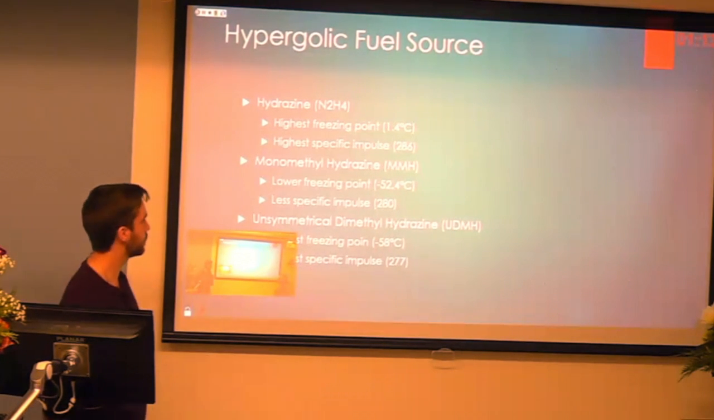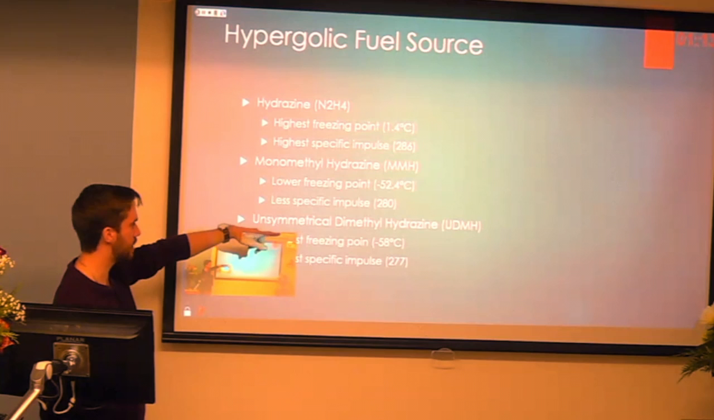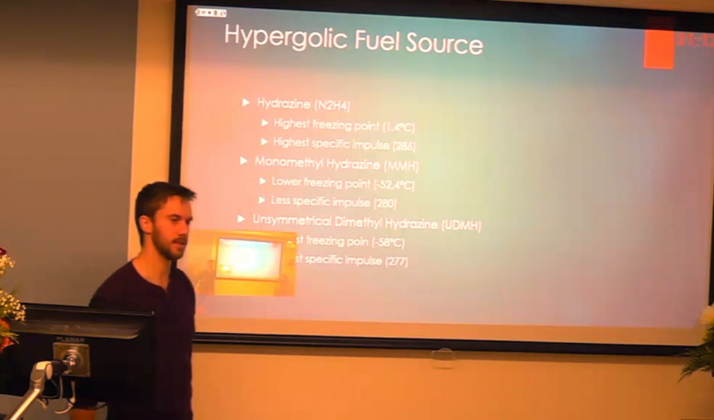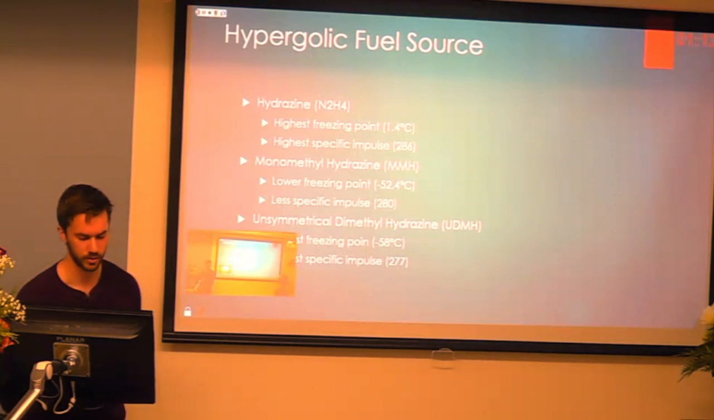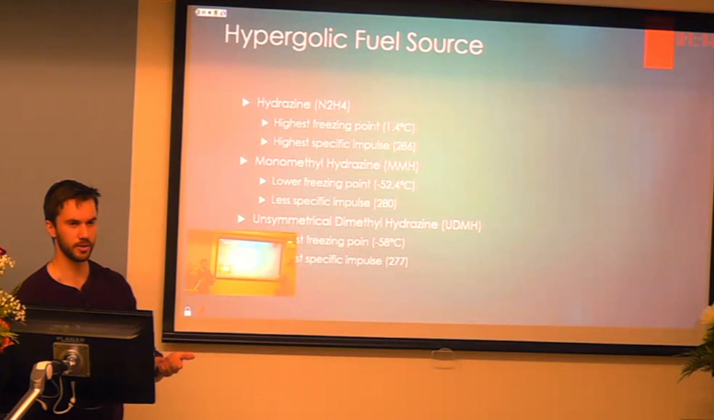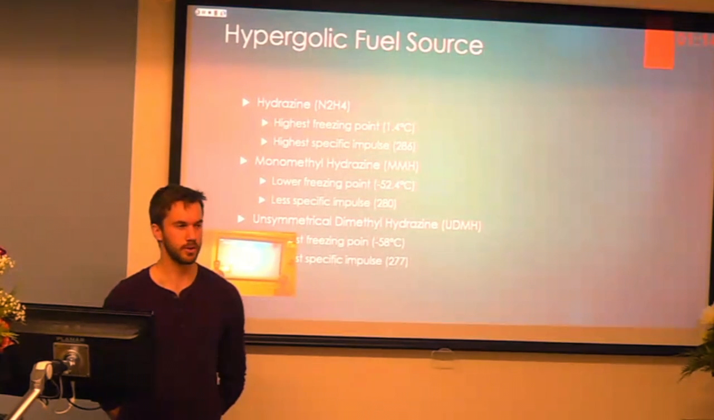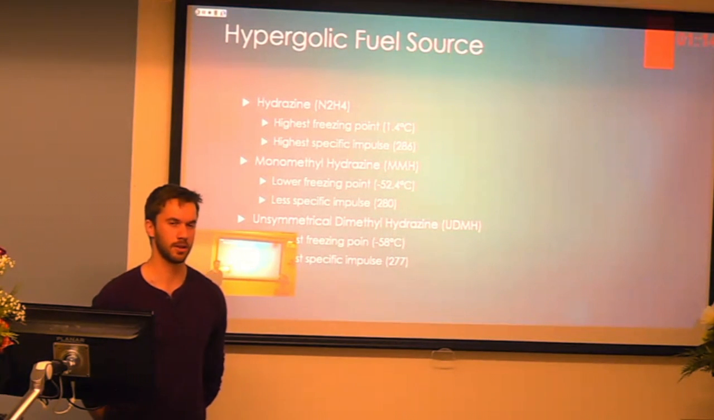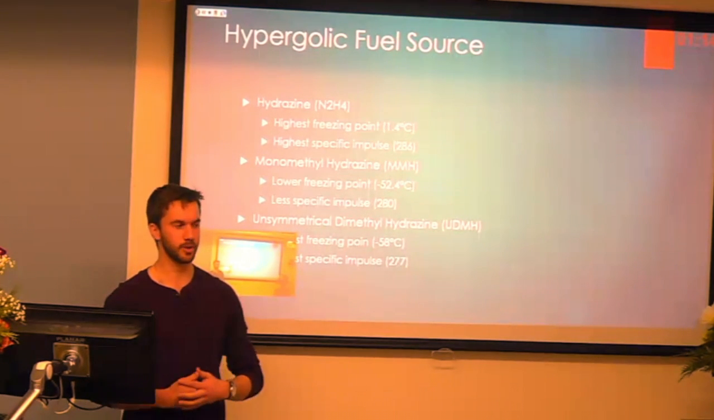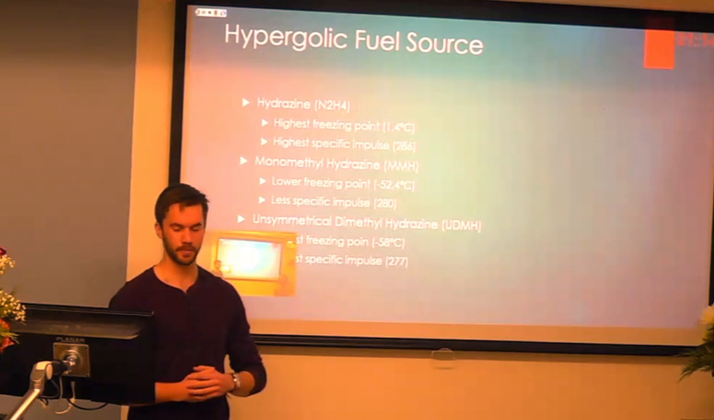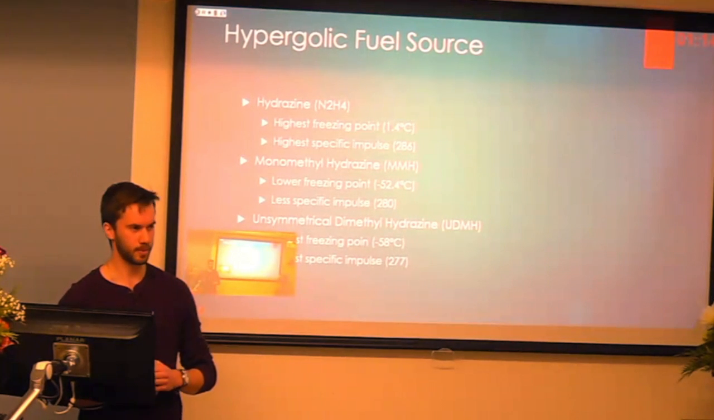So there's three main types of hypergolic fuel. There's hydrazine, and then these two, monomethylhydrazine and unsymmetric dimethylhydrazine. The only difference is that in place of an NH bond, they add a methyl group. So when you add the one or two methyl groups, the difference is that it lowers the freezing point, which is beneficial because they wouldn't need as much heating supply if they store it in space. And the downfall is that it lowers the specific impulse, or the thrust.